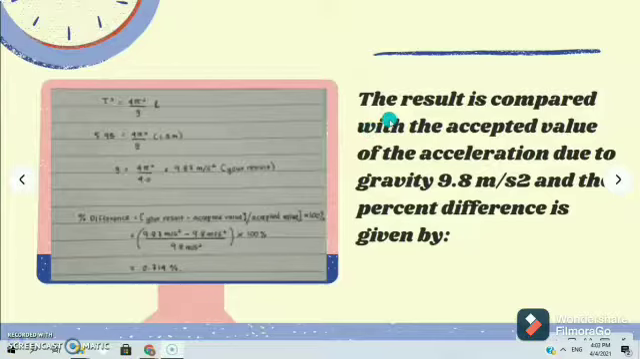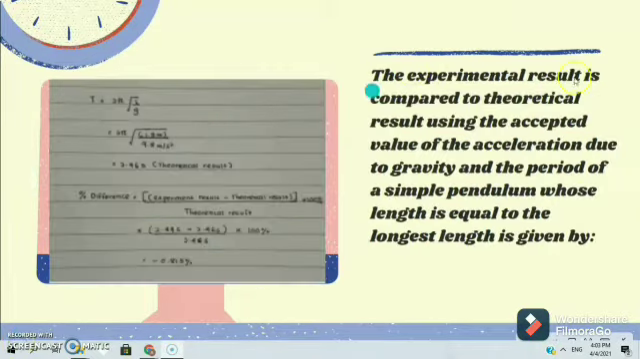The result is compared with the accepted value of gravity, and the percent difference is given by this calculation. The experimental result is compared to the theoretical result using the accepted value of the acceleration due to gravity, and the period of a simple pendulum whose length is equal to the longest length is given by this calculation.